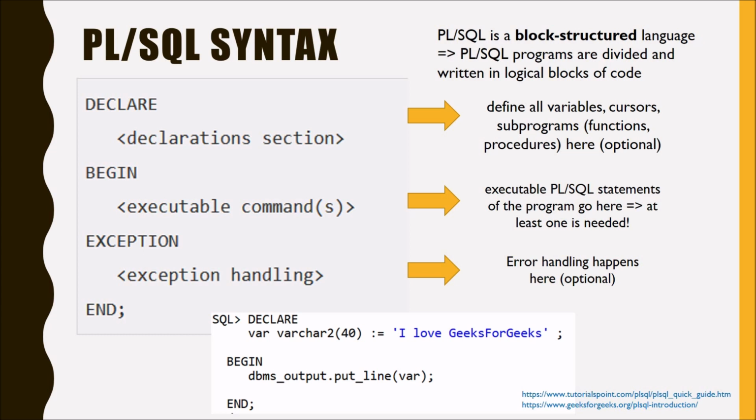The next section is the executable commands section and is enclosed between the keywords begin and end. This section contains executable PL/SQL statements of the program, and at least one is needed. The next section is also optional and begins with the keyword exception. This is where error handling happens. An example of this in action can be seen here, which comes from geeksforgeeks.org.